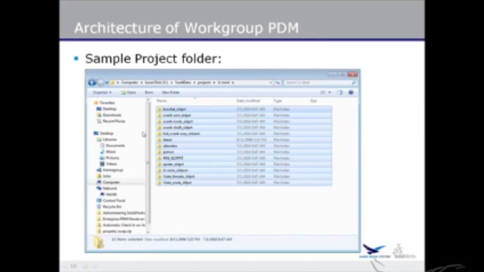Inside this folder, I see a bunch of folders, bracket underscore SLDPRT, crankarm underscore SLDPRT. Those are actual files that exist in this project. So every file that exists in the project is going to have its own folder, and it's going to be file name underscore file extension. So if I had something called sop.pdf, it's going to have a folder sop underscore pdf. That's just the method that Workgroup uses.